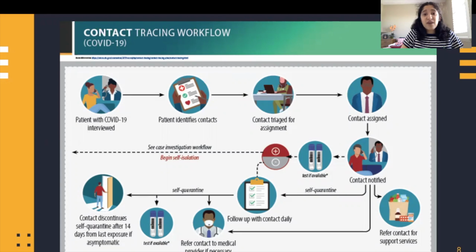For more specifics about contact tracing, as well as priority testing criteria and contact resources, please visit cdc.gov.